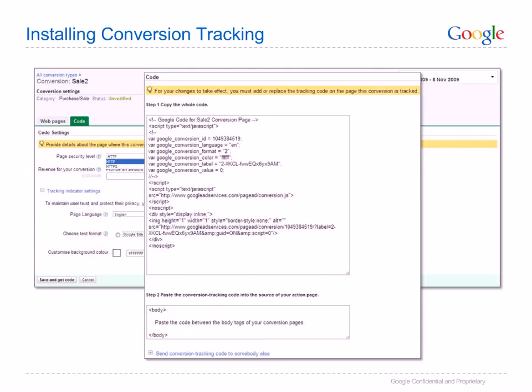If you don't have access to your HTML code yourself, you can email this code to your webmaster who'll be able to add the right page. Just click on the link at the bottom of the page that reads "Send conversion tracking code to somebody else." As soon as you've added this code to your site, you'll start to track conversions in your AdWords account.